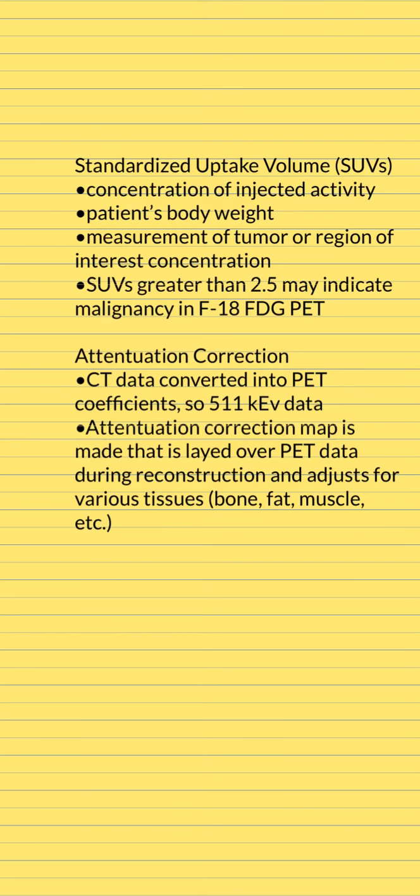So the attenuation correction data creates a map and it's laid over the PET data, and that helps during reconstruction. That just literally takes into account that different parts or different tissues of the body absorb some of these photons, and that degrades our image. But with the CT attenuation correction, we can get a much more accurate image from the patient's body.